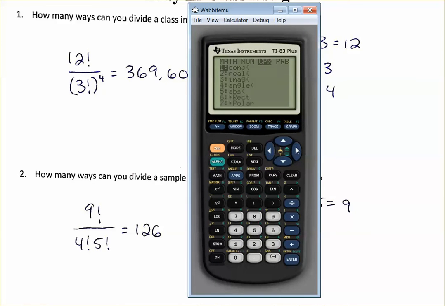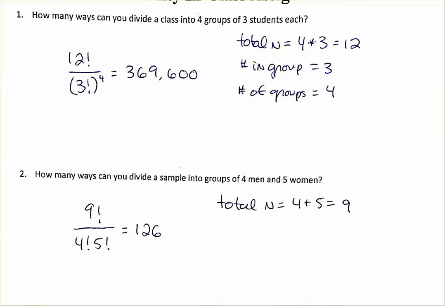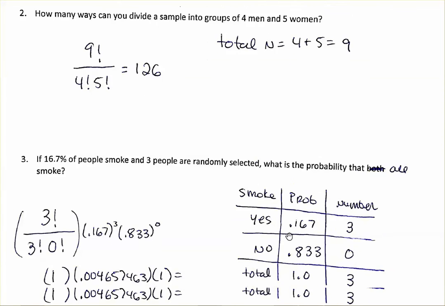So you've got 9 factorial divided by 4 factorial times 5 factorial, which equals 126. So there's the answer for that one.